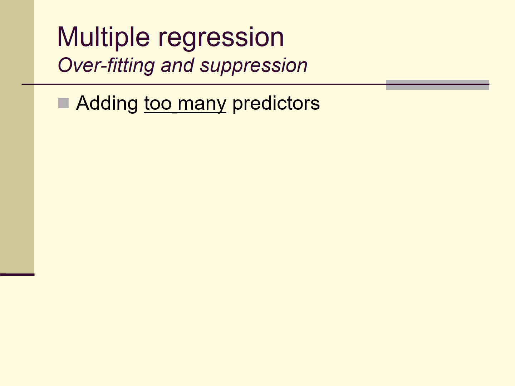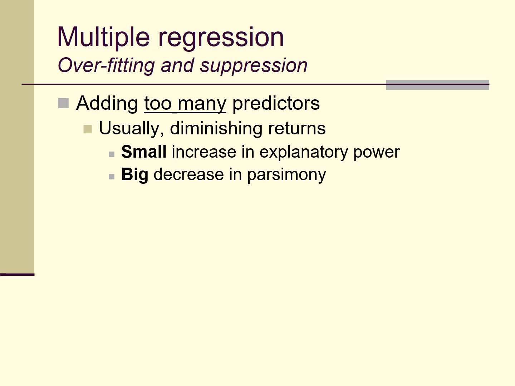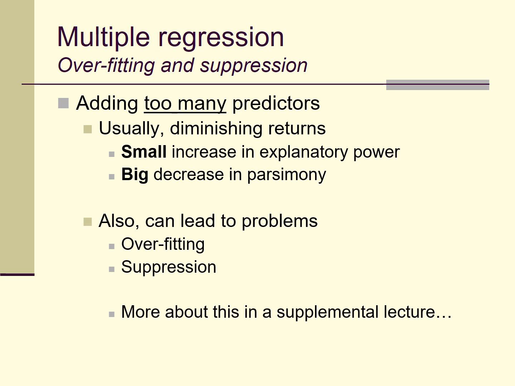Adding too many predictor variables usually ends up in a place of diminishing returns, where each additional predictor variable gives only a very small increase in explanatory power, and there's a relatively big decrease in parsimony. And like I said before, there are fussy and particular problems like overfitting and suppression, which can also occur. They're probably a little bit more problematic if you're using program-driven approaches to variable selection. And as I noted before, I have a whole supplemental lecture that talks about this, so I won't do a lot of talking about it right now.